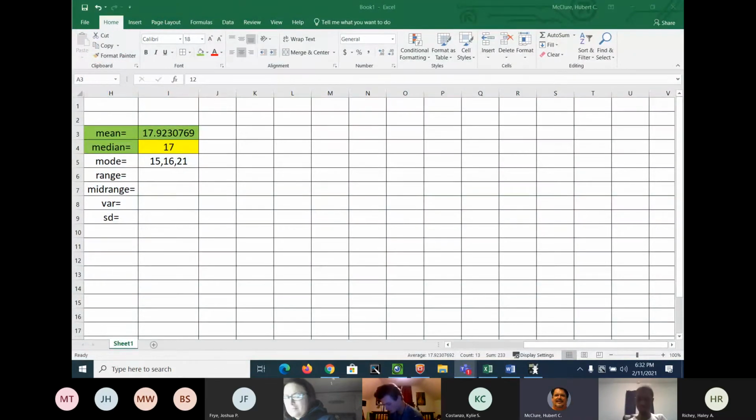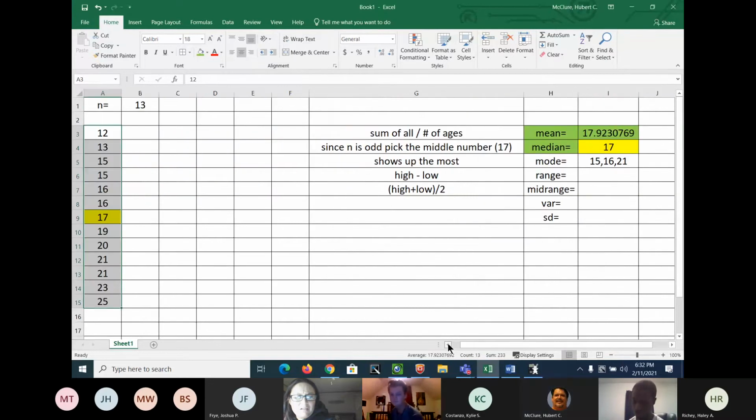How many numbers do you have? 1, 2, 3, 4, should be 5. N is 13. I got 14. Does it end with 25? Hold on. Let me move over. Yeah, it ends in 25. Oh, I put one number too many. Okay. We'll just go back with the back arrow, and you can take it out by hitting delete.